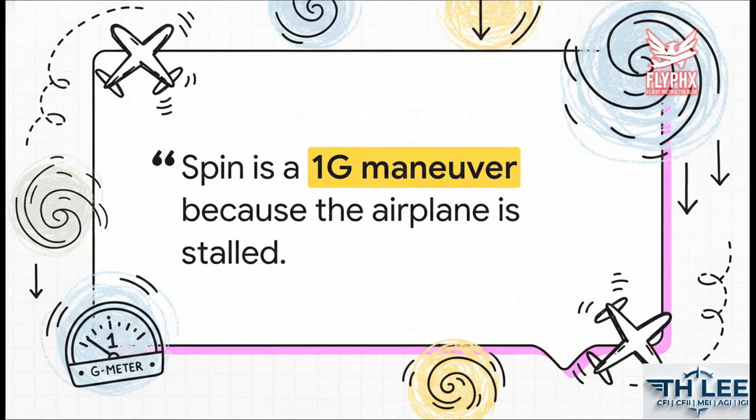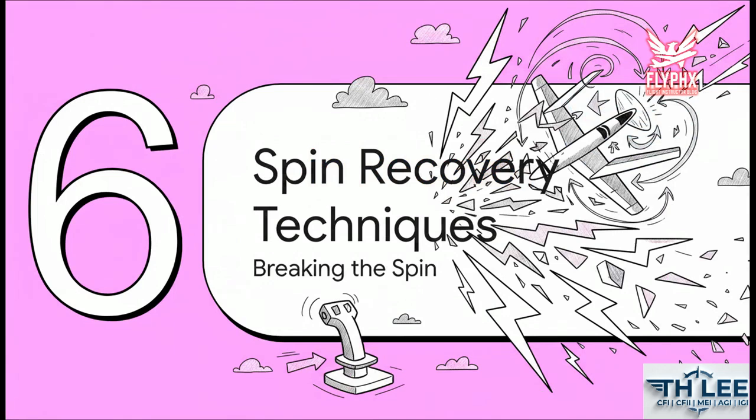This next fact is completely mind-blowing, so make sure you note it down. When you're sitting in the cockpit during a spin, the world is whirling around you, and it feels like you should be pulling massive G-forces. But aerodynamically, because the wings are completely stalled and basically just falling through the air, the aircraft is only experiencing 1 G. Structurally, the airplane isn't under any major stress at all. Crazy, right?